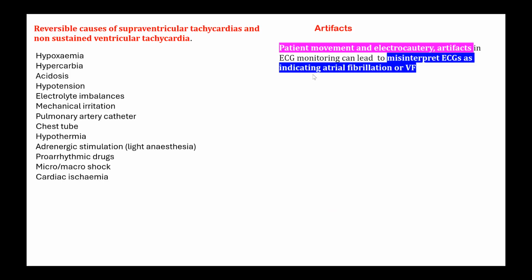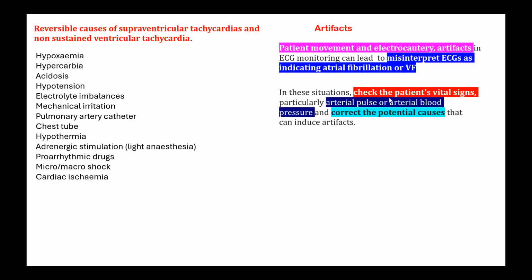Sometimes there may be artifacts which may be mistaken as an arrhythmia, which may be caused by patient movement or electrocautery being used, and the ECG monitor lead also can get displaced and produce the artifact. So in that situation, always first check the patient's vital signs and particularly feel for the arterial pulse or blood pressure, and then correct the potential causes before you diagnose an arrhythmia with an artifact in the ECG.